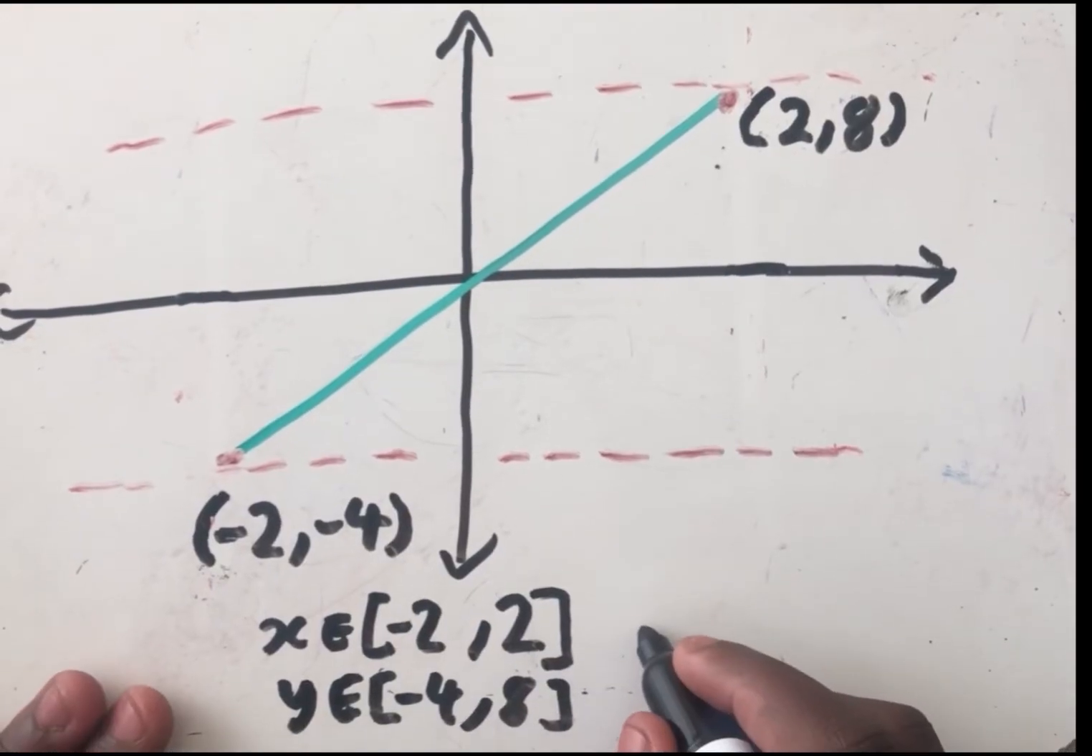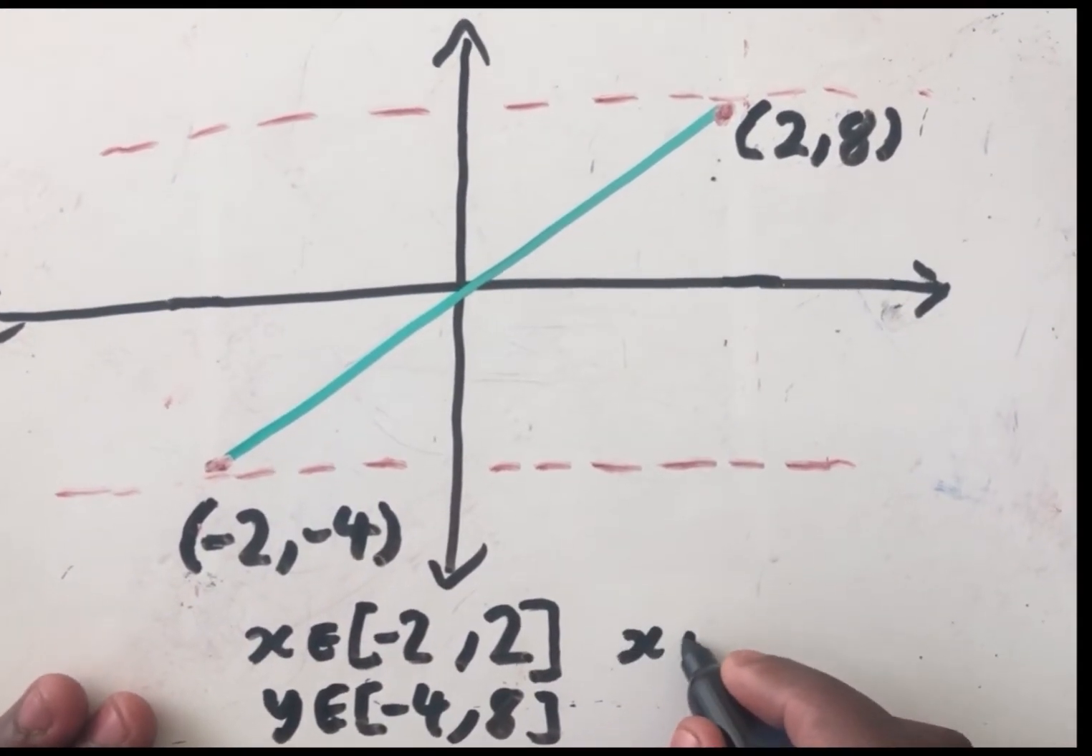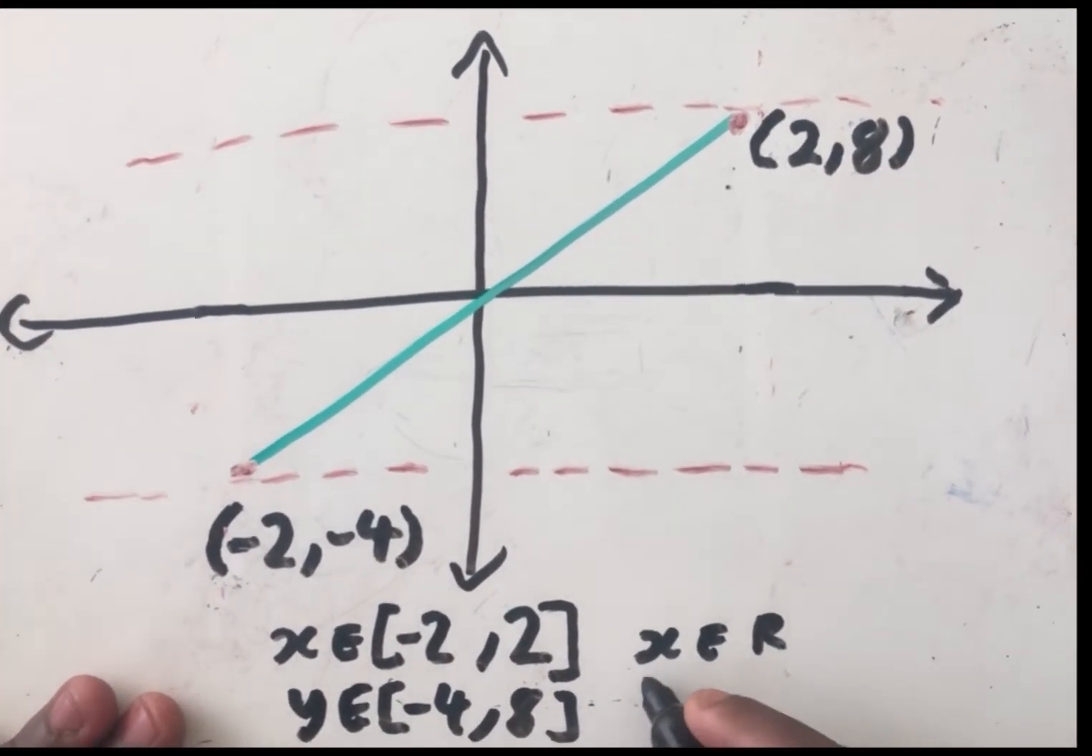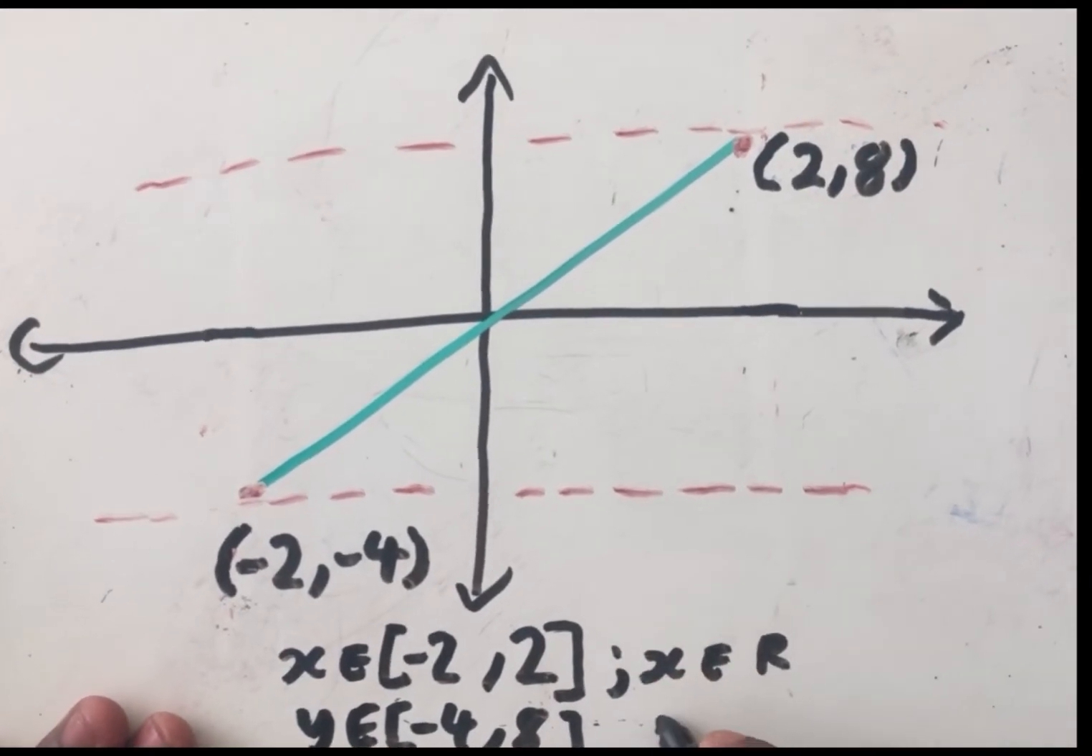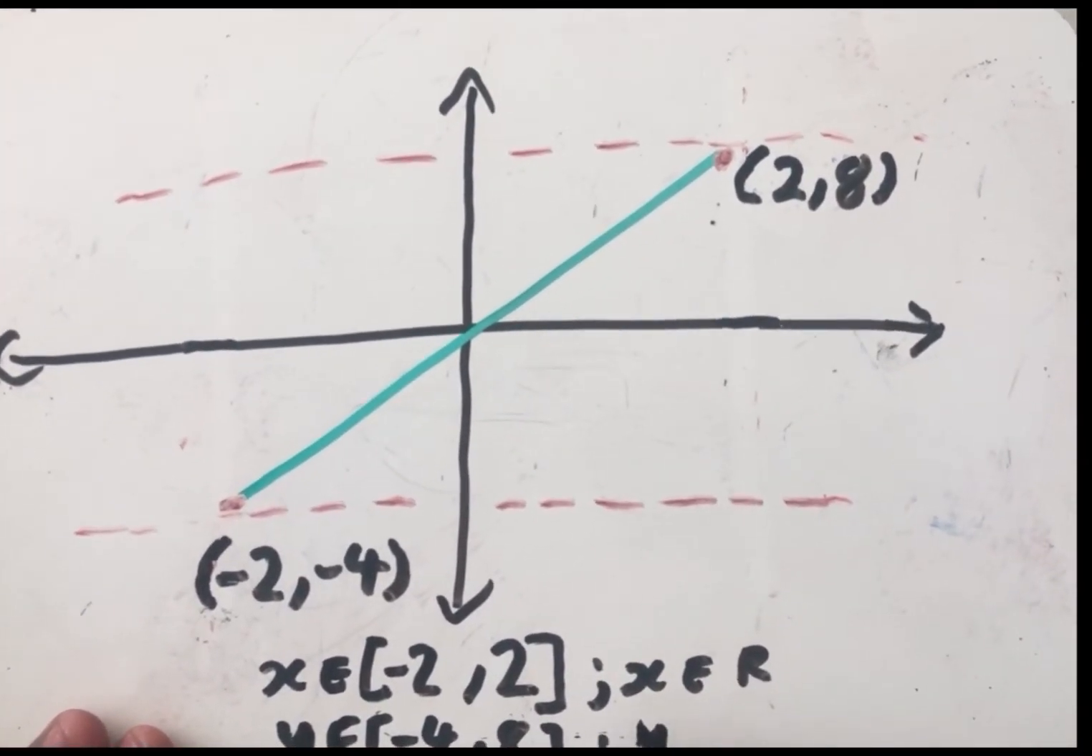And we also have to say x is an element of real numbers. That's just what I forgot to show you, but it's nothing much. And here the range is y is an element of real numbers.